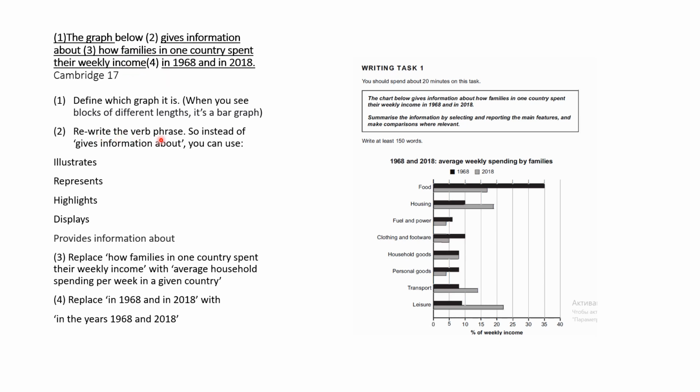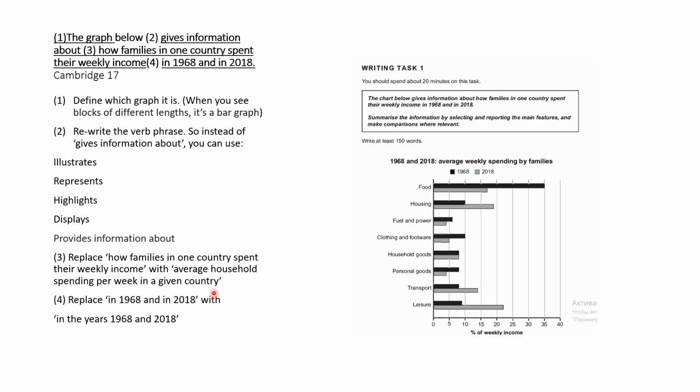First, we rewrite the verb phrase. So instead of gives information about, you can use illustrates, represents, highlights, displays, provides information about. Next, we paraphrase the third element, how families in one country spent their weekly income, with average household spending per week in a given country.